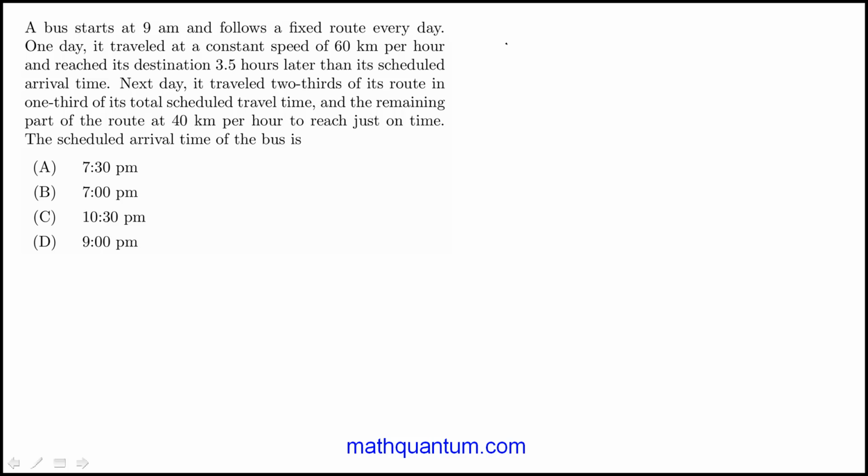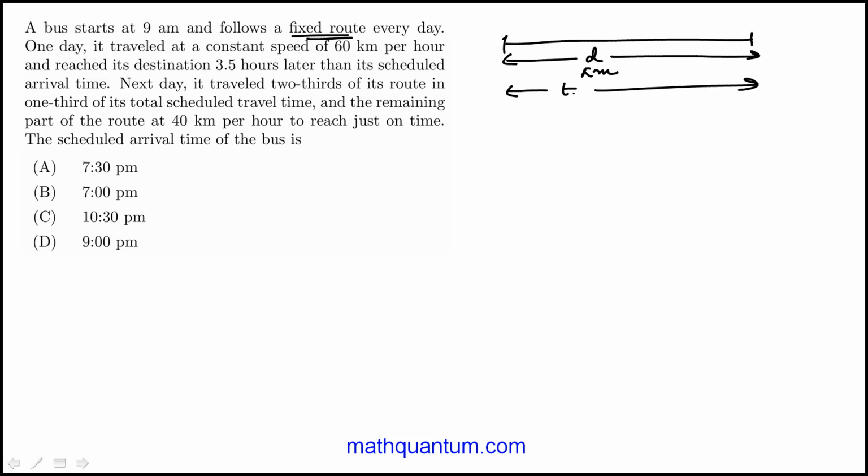So I'll introduce two variables here. The first one is the distance in kilometers for this fixed route, and also the scheduled time. And this is in hours, meaning the time it takes for this bus to go from the beginning to the end. So that's the T hours. And then I'm going to write these conditions, the two situations they've given us.